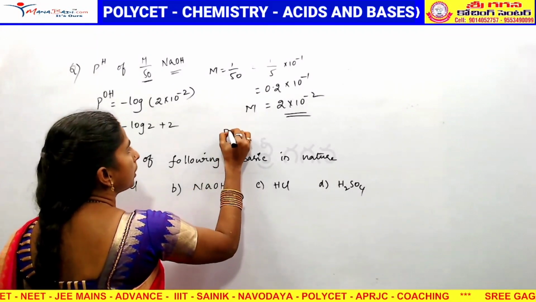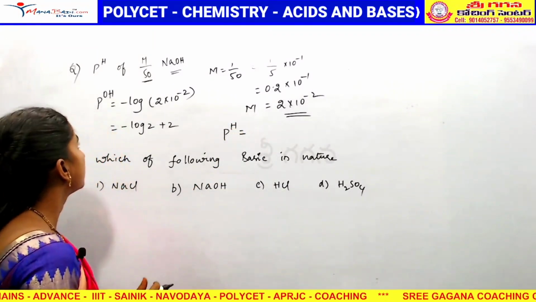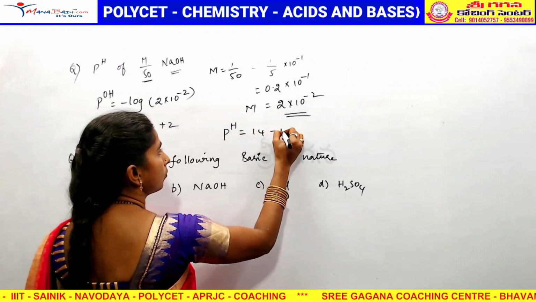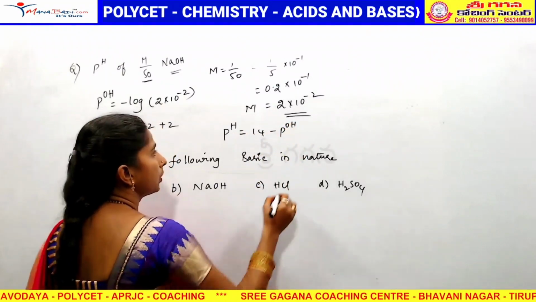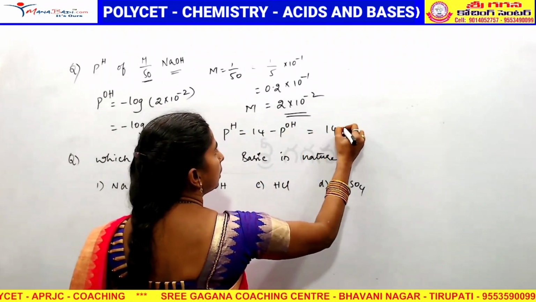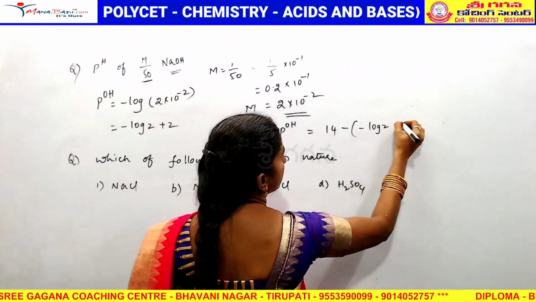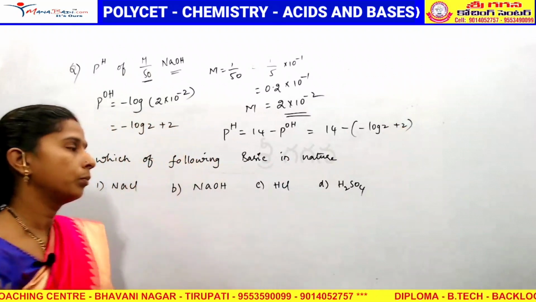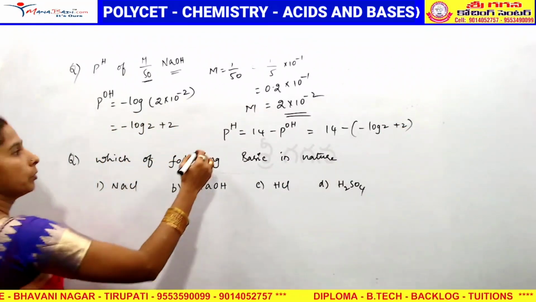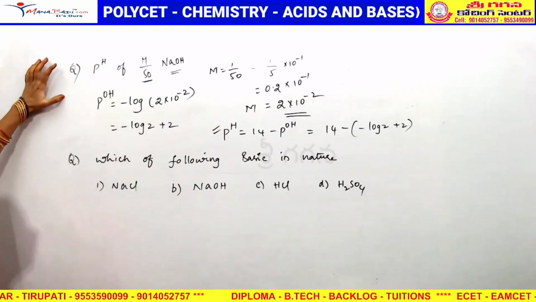From this, what is the pH? pH is equal to 14 minus pOH. So 14 minus of minus log 2 plus 2. This is the pH formula for this.